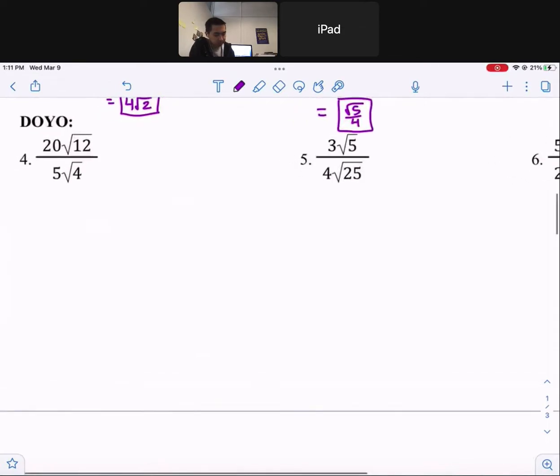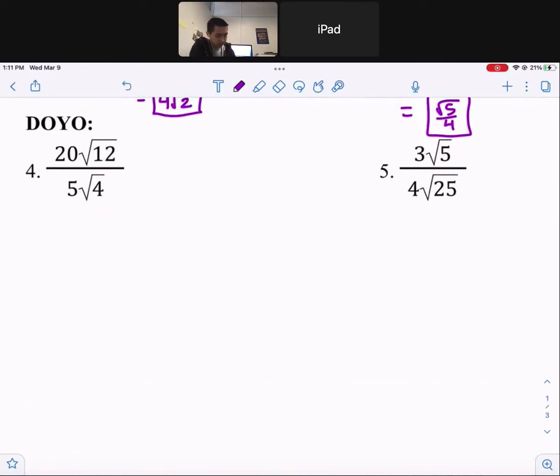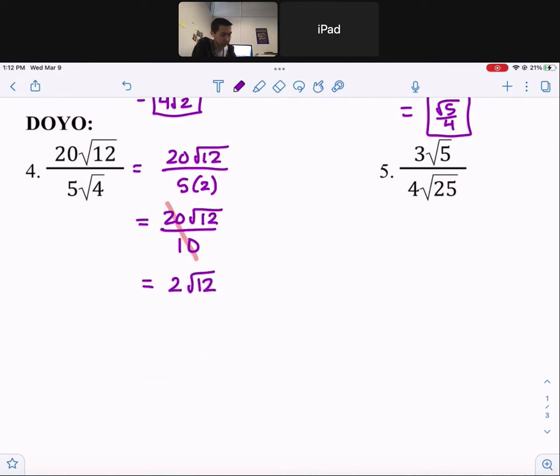Now, for number 4, something I really quick notice, you guys, is you should know what the square root of 4 is. That's 2. So when we simplify this down, you guys, 5 times 2 is 10. And we should be able to cancel those fractions, right, you guys? Could divide top and bottom by 10. So we really get 2 rad 12.